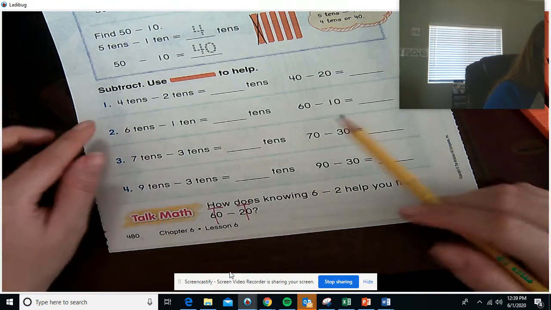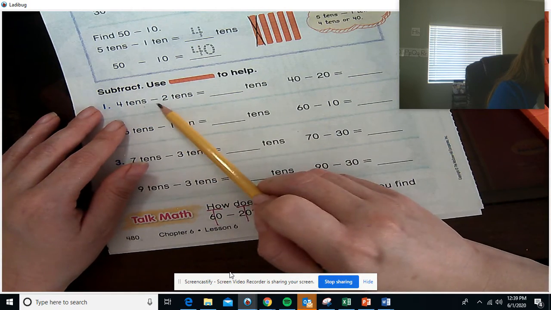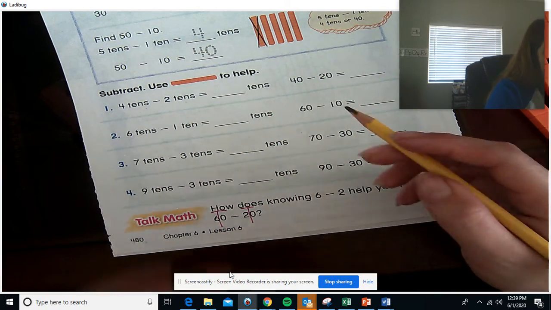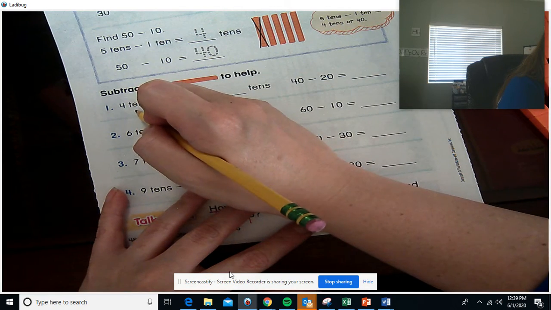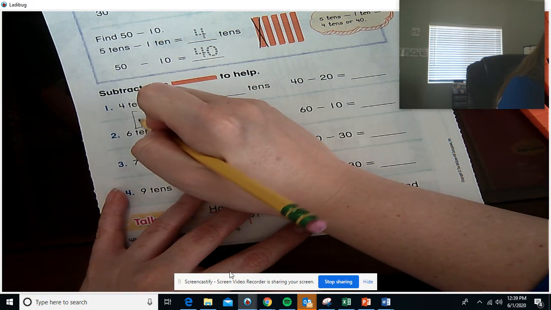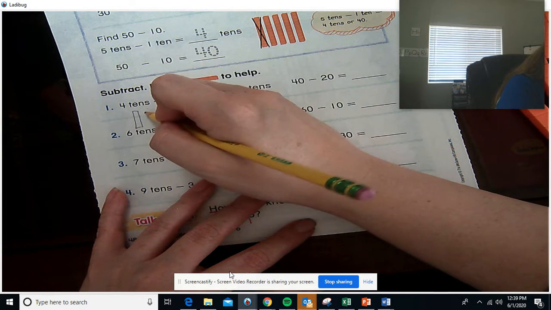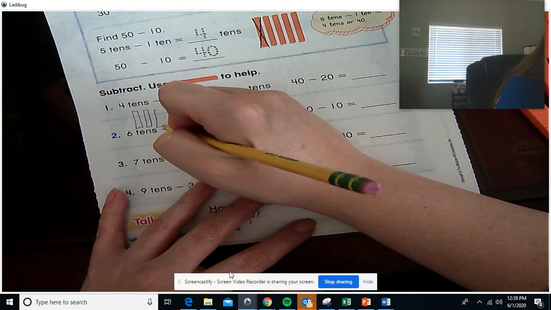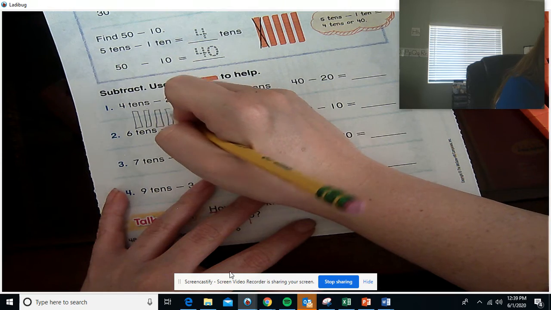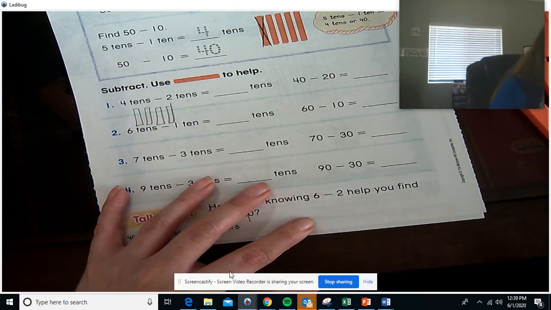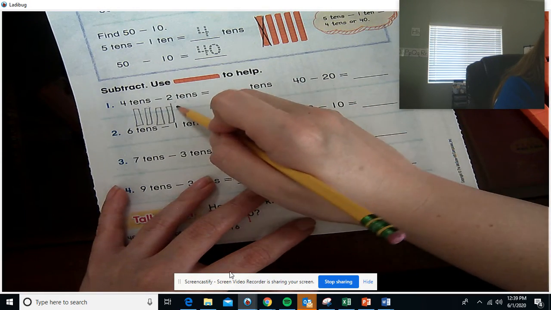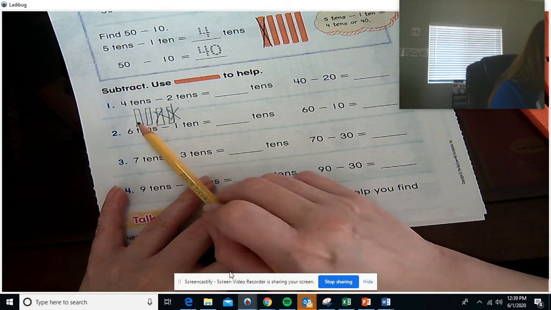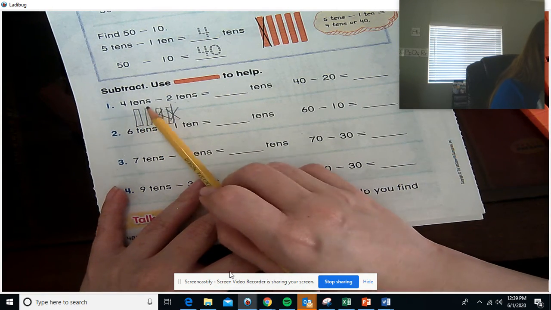Okay, number 1 says 4 tens minus 2 tens equals how many tens? If you need to draw your picture, you're going to do 4 tens. So 4 groups of 10. 1, 2, 3, 4. 4 groups of 10 minus 2 tens leaves us with how many tens? 1, 2.